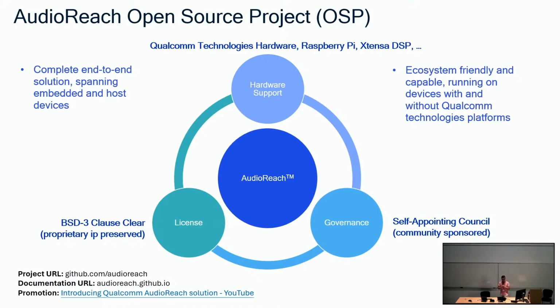The second message is, when we open source Audio Reach, we'd like to have a broader community of developers able to use the Audio Reach solution on both proprietary and open source products. Hence, we selected the license type to be BSD-3-Clause-Clear. Hopefully, people can make use of it even for a proprietary product.